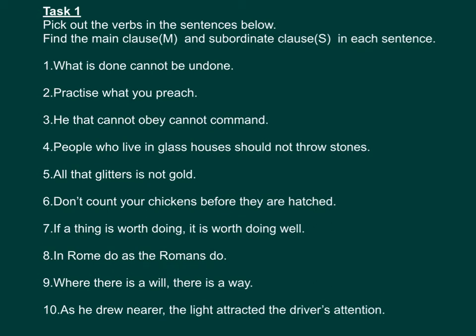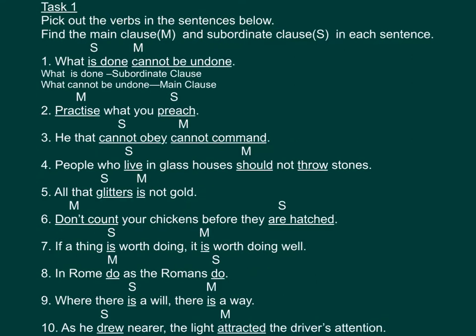Now let's practice. Task 1. Pick out the verbs in the sentences below. Find the main clause and subordinate clause in each sentence. What is done cannot be undone. Practice what you preach.